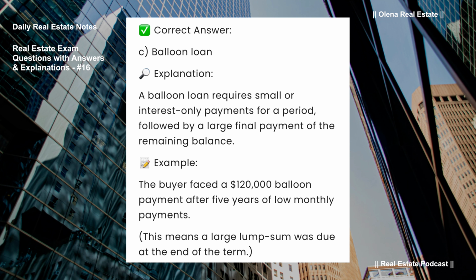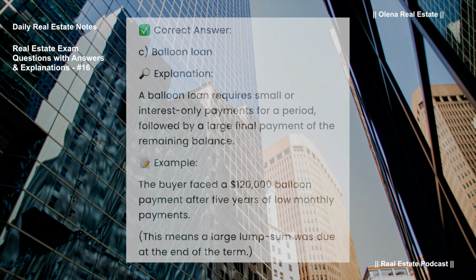Balloon loan. A balloon loan requires small or interest-only payments for a period, followed by a large final payment of the remaining balance. For example, the buyer faced a $120,000 balloon payment after 5 years of low monthly payments. This means a large lump sum was due at the end of the term.